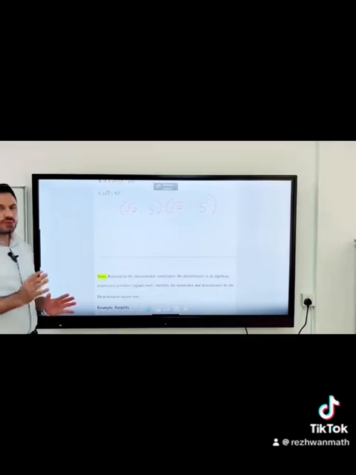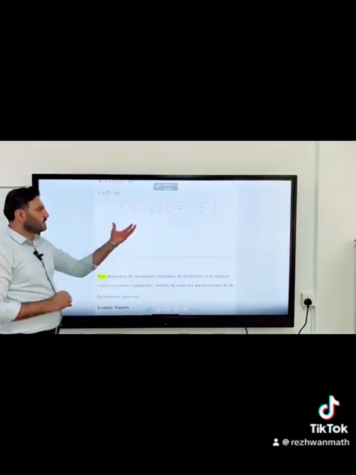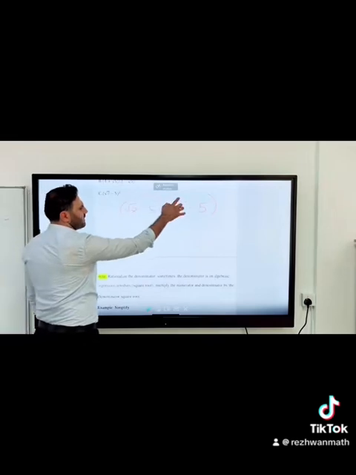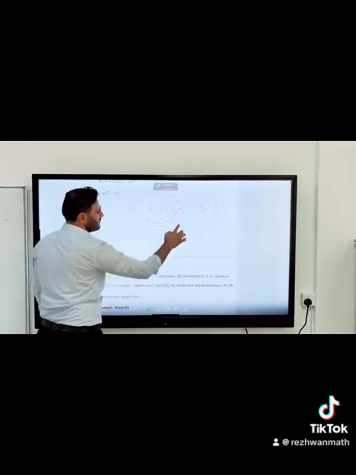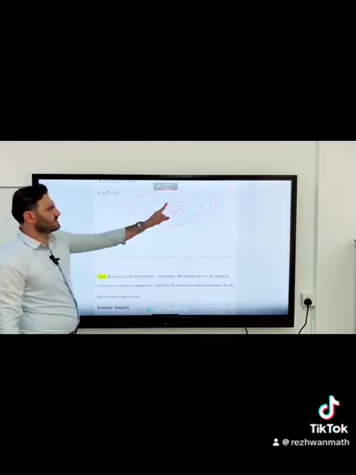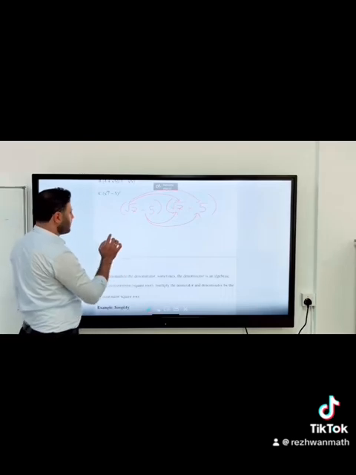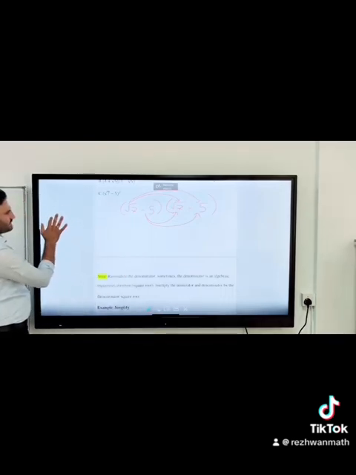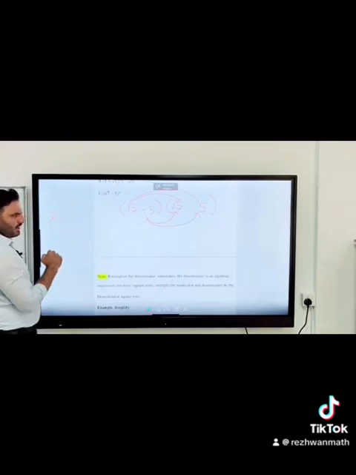Now, we do the same process as the previous example. Square root 7 times square root 7, square root 7 times negative 5, negative 5 times square root 7, and negative 5 times negative 5. First, we start with square root 7 times square root 7. Square root 7 times square root 7, we get 7. And square root 7 times minus 5, we get minus 5 square root 7.